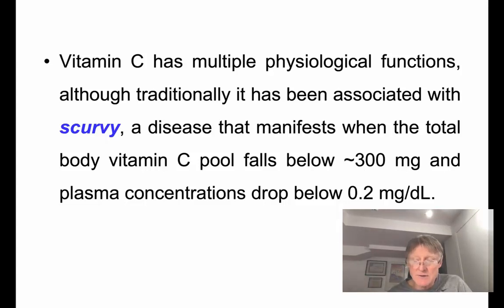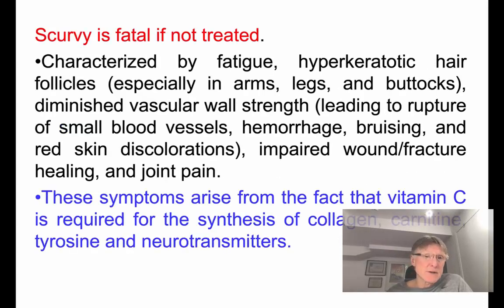So vitamin C is usually associated with scurvy. Nowadays, it's almost impossible to find, because people get vitamin C in many different ways. But again, it was long ago when people had limited supply of food, and it might still happen in places where people have very impoverished populations, or people that have very limited access to food. That might happen, but it's unlikely. In North America, I don't think we will ever see it. But scurvy is fatal if not treated.